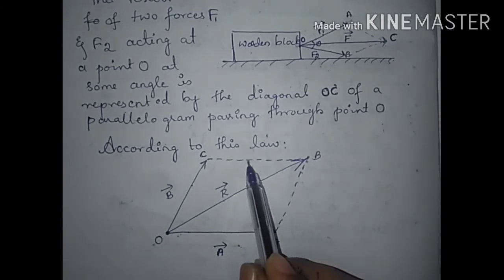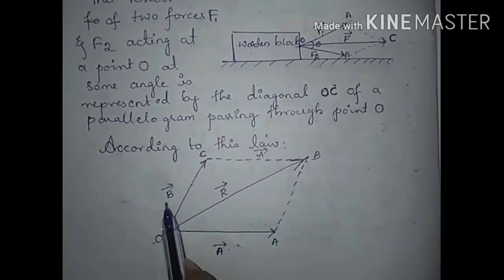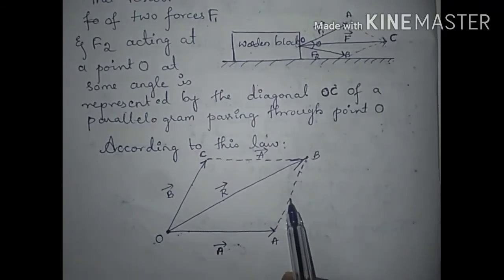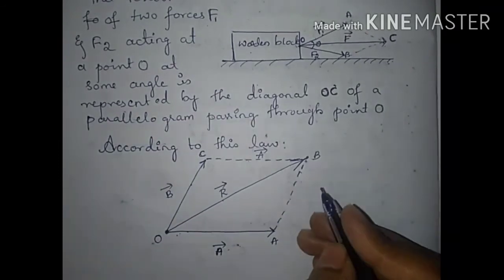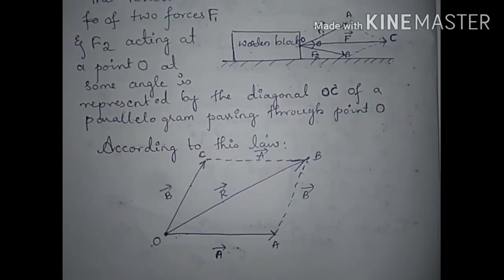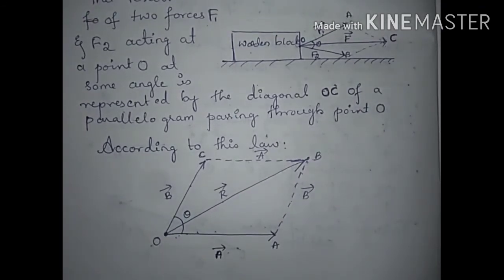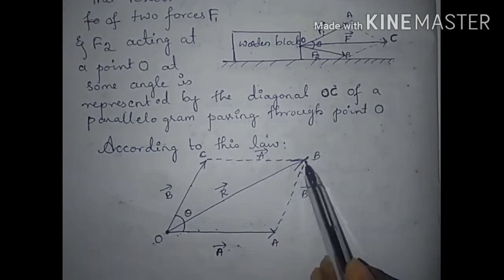So since this vector is parallel to vector A, this vector can also be said as vector A, and this vector here is parallel to this vector, and this can also be said as vector B. So you have vector A and vector B with the angle theta here. So these two vectors are making an angle theta. So now this parallelogram OABC. So there is a parallelogram OABC, and with this parallelogram we can find the resultant vector R.